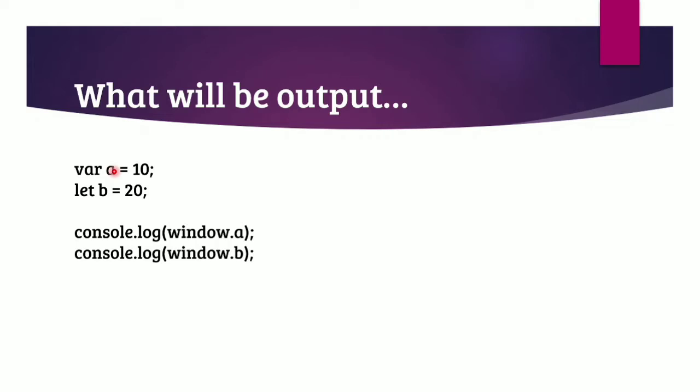Due to that reason, window.a will be accessible properly and it will give us an output of 10. But window.b will show us undefined, as b will not go and sit inside the window object. In this way, we can explain this answer to an interviewer. Let's see our next question.